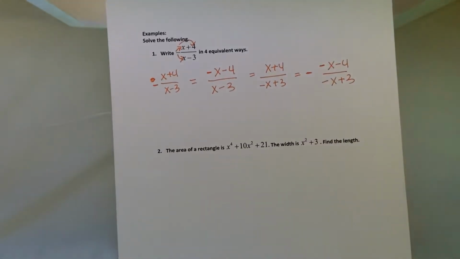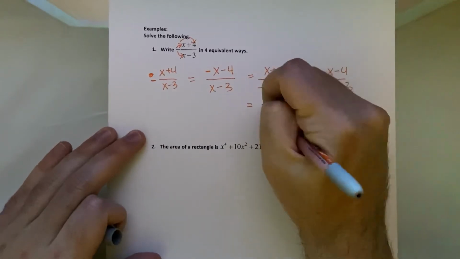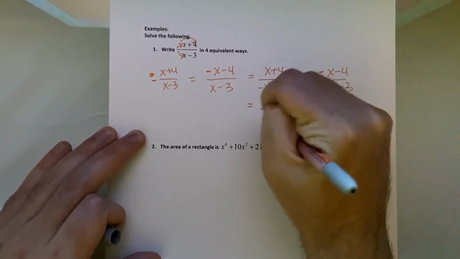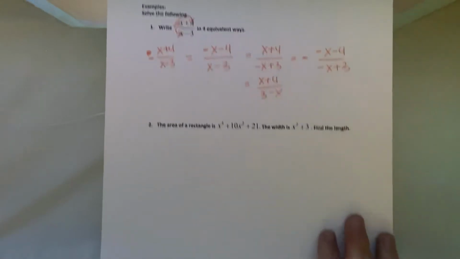I think this problem, when you see it on the homework, is somewhat redundant and almost confusing, but it can be done. You could also technically write this middle one as x plus 4 over 3 minus x, and maybe that's a good fourth way. It's not my favorite kind of problem. I just want you to be aware that it is on there.